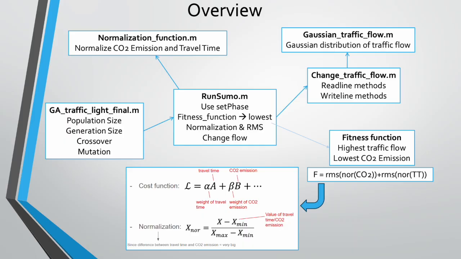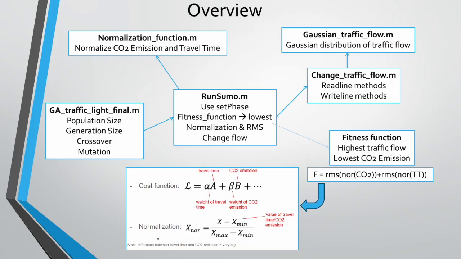Here we have the GA traffic light final MATLAB code. This includes the population size, the generation size, the crossover, as well as the mutation. We have the run sumo MATLAB code, and this includes the set phase functions as well as the fitness function, normalization, and it includes the part where we change the traffic flow.